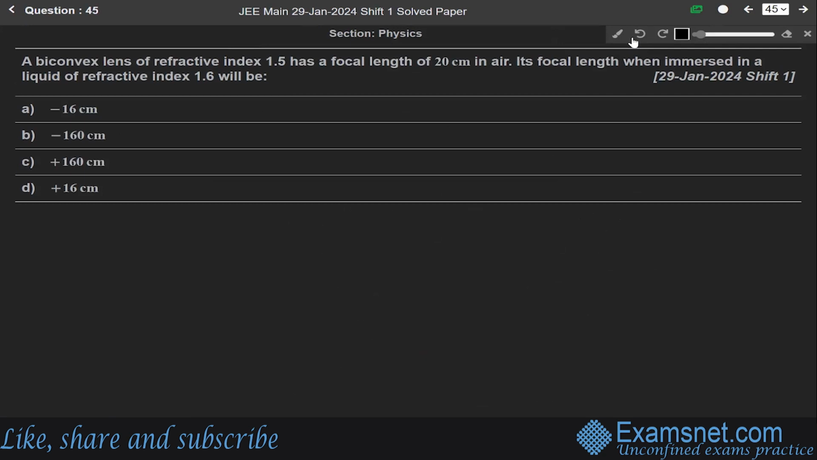Now next question, question number 45. According to this question, a biconvex lens of refractive index 1.5 has a focal length of 20 centimeter in air. Its focal length when immersed in a liquid of refractive index 1.6 will be. We have to find the focal length. We are given a biconvex lens.